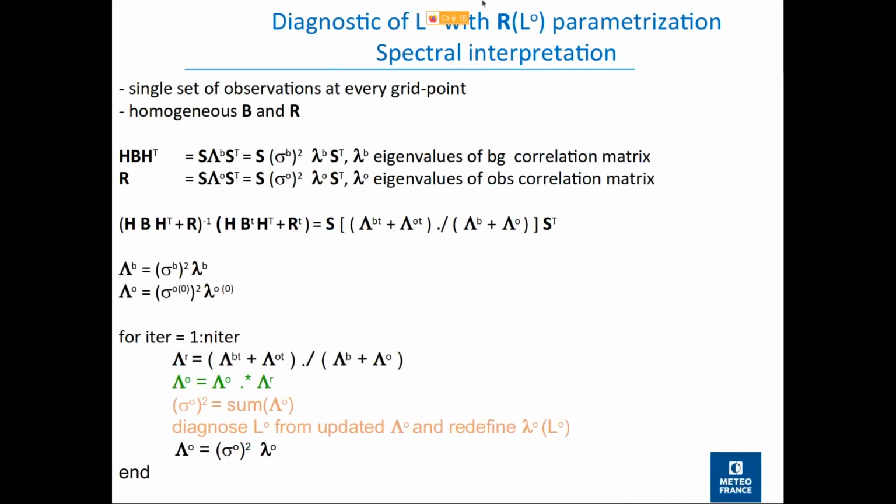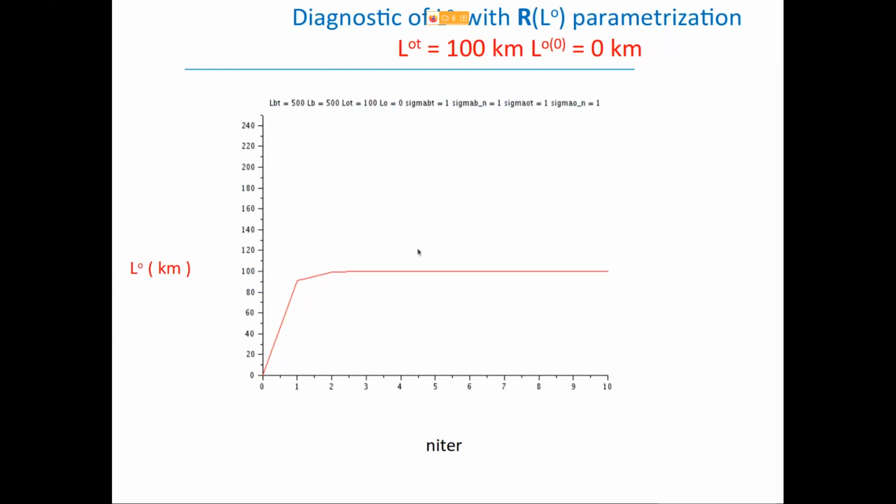It can be considered also to diagnose the observation error correlation length scale using this kind of approach. So the difference with the previous slide is now that the observation error length scale is diagnosed from the updated eigenvalues in order to redefine the observation error correlation eigenvalues. So the results are illustrated in this simple example, starting from specified uncorrelated observation errors. And then using the diagnostics, it can be seen that the diagnostic method is able to provide accurate estimates of the observation error length scale after a few iterations.